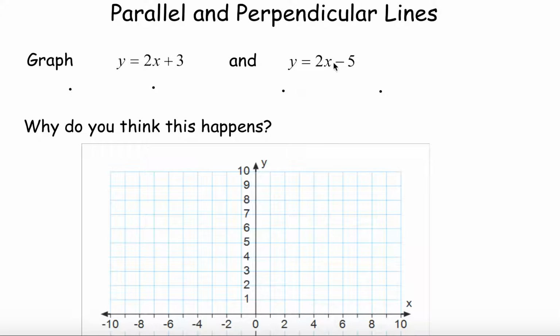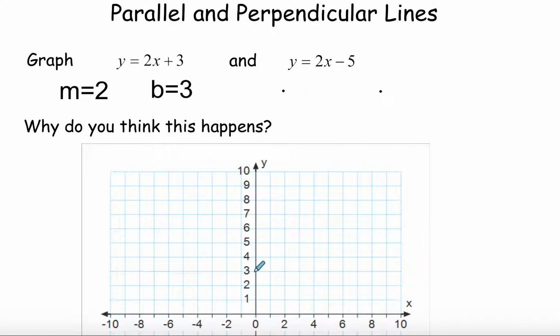Okay, so looking at these first two lines, we're doing parallel and perpendicular lines. Obviously, one of these are either going to be parallel or perpendicular, and I'll talk about what that means in a moment. But if I look at this first line, if I were to graph it, we've got a slope of 2, or 2 over 1, and a b value of 3.